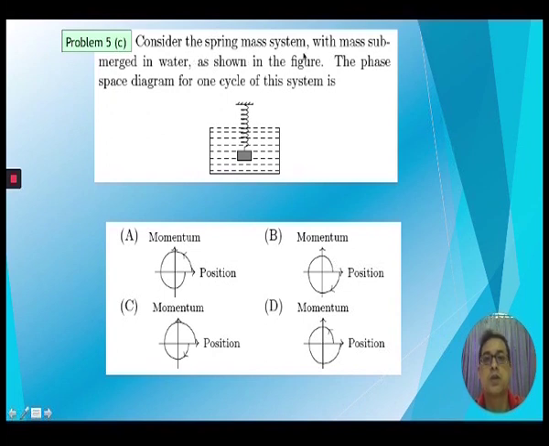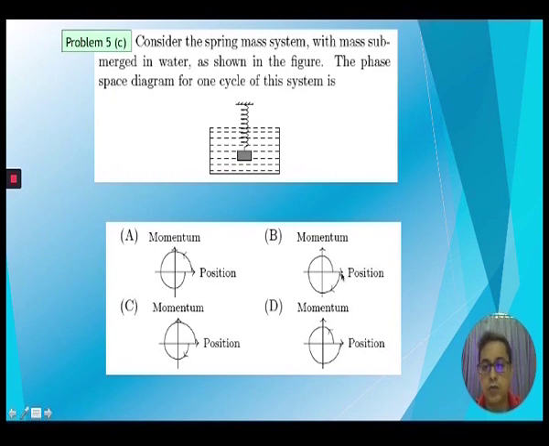All right, so another part is there. Here the spring mass system is given and the mass is submerged in water as shown in the figure. What is the phase space diagram for one cycle of the system? These are the options given to you. Out of these, which one is the correct one? Quite clearly, the mass is oscillating simple harmonically, only thing is that it is submerged in water.